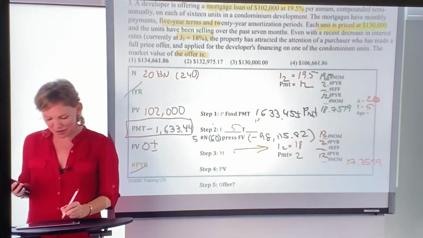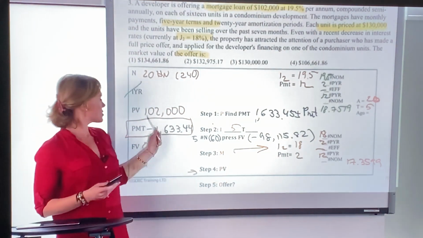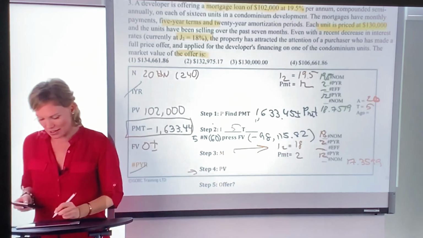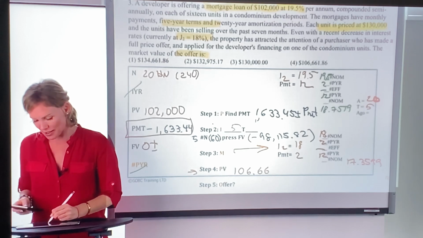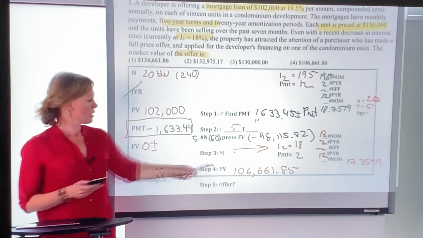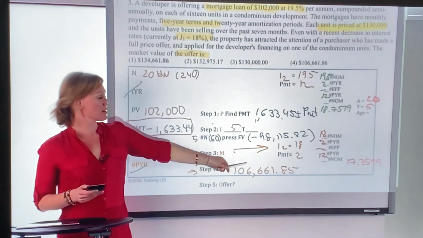What do you do after this? Step number 4 is the best step. This is when you press your present value to see how much this mortgage is going to cost you. And you see that developer is making money off you. So now when you press PV, it'll come up as 106,661.85. Do you see that? Because you charge a higher rate than the bank, you make more money off you.